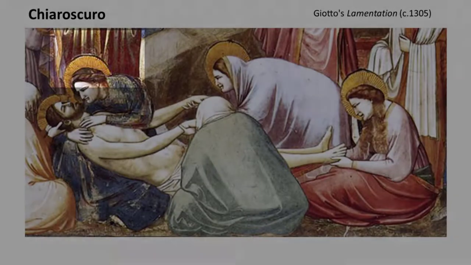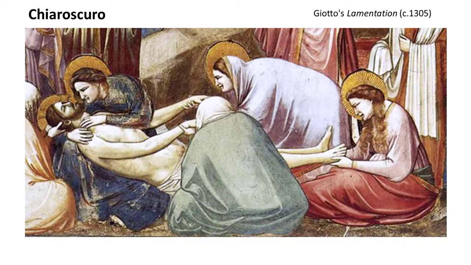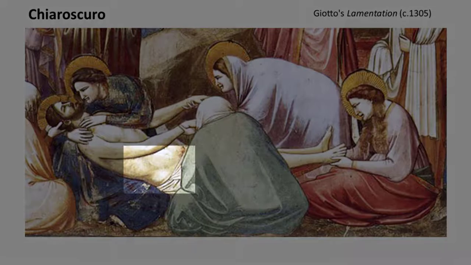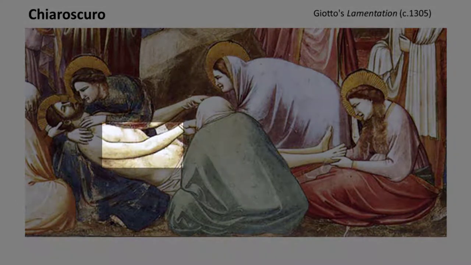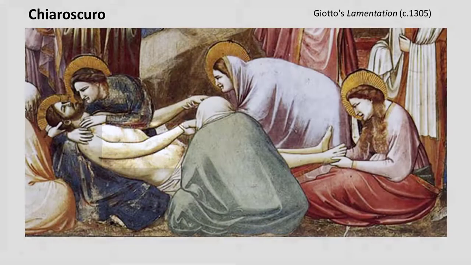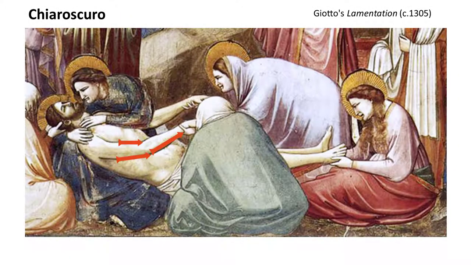You can even see it in the body of Christ. There are some early attempts at musculature or a modeled body here in the body of Christ. Over here, in this forearm, you'll have a contour line. That's a line that goes around the form. And you also have this modeling where the use of light and dark create an illusion of weightiness, three-dimensionality, and depth.